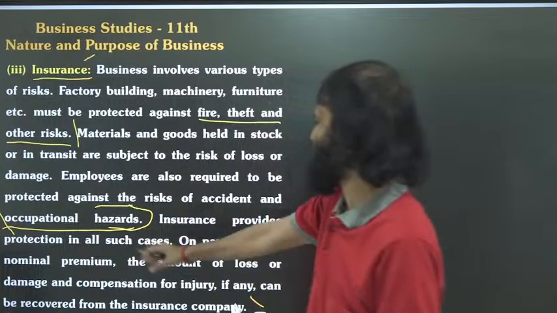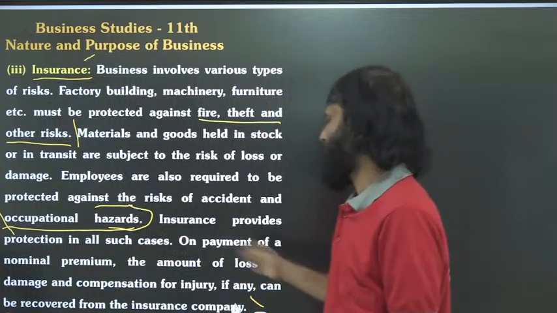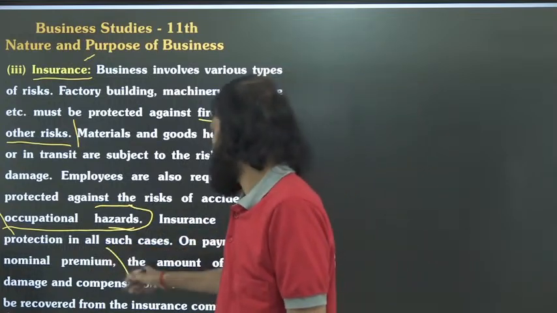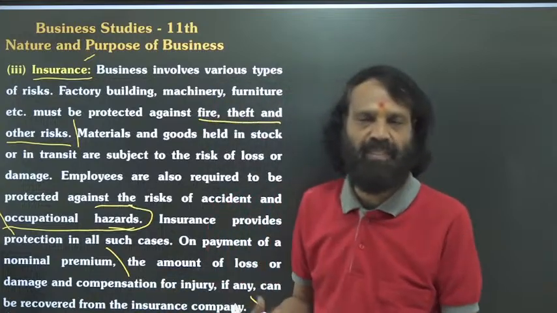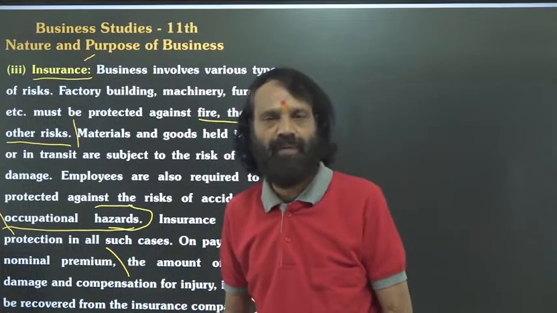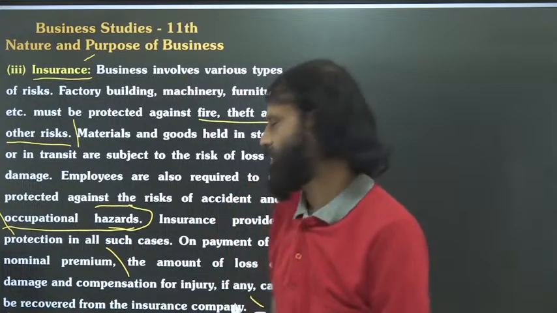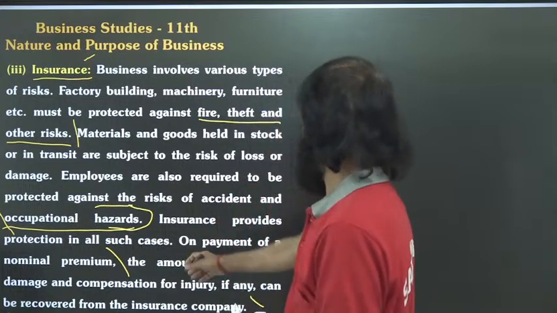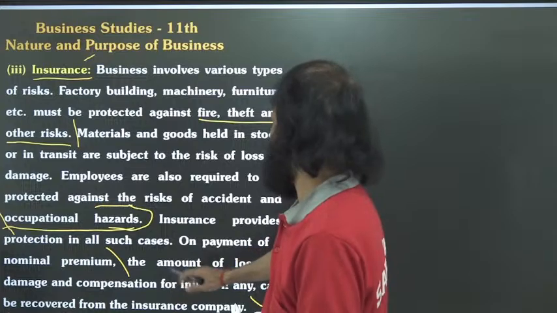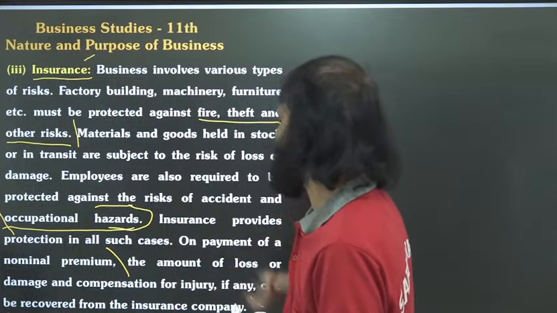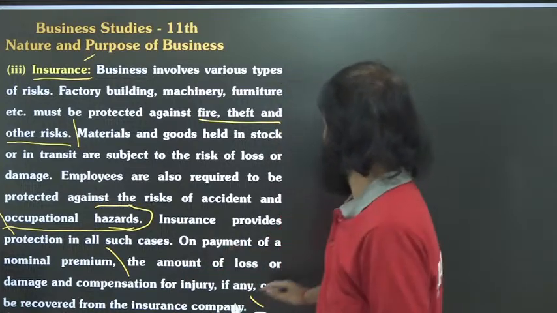Insurance provides protection in all such cases on payment of a nominal premium. We want to pay some nominal premium. Premium means every month we pay some amount. That is not a huge amount. The amount of loss or damage and compensation for injury, if any, can be recovered from the insurance company.